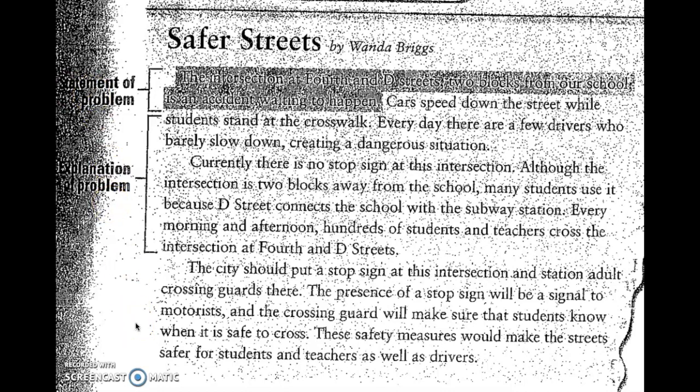The city should put a stop sign at this intersection and station adult crossing guards there. The presence of a stop sign will be a signal to motorists, and the crossing guard will make sure that students know when it is safe to cross. These safety measures will make the streets safer for students and teachers as well as drivers.